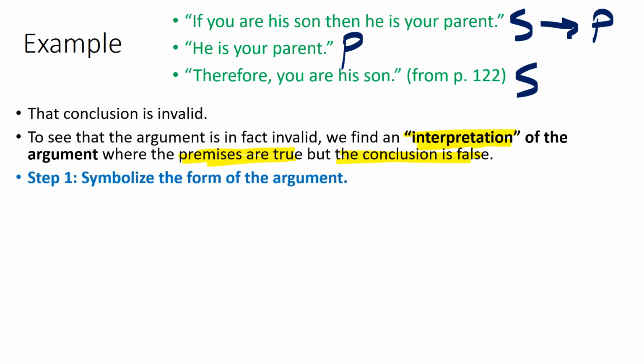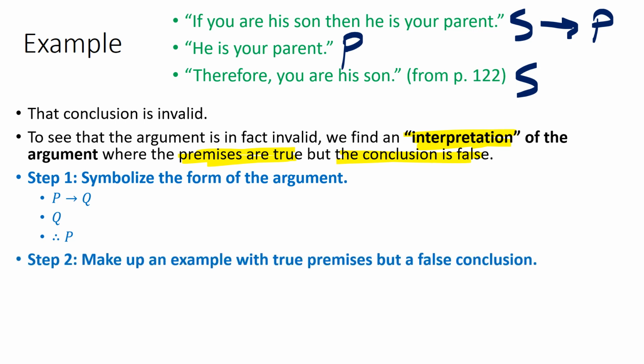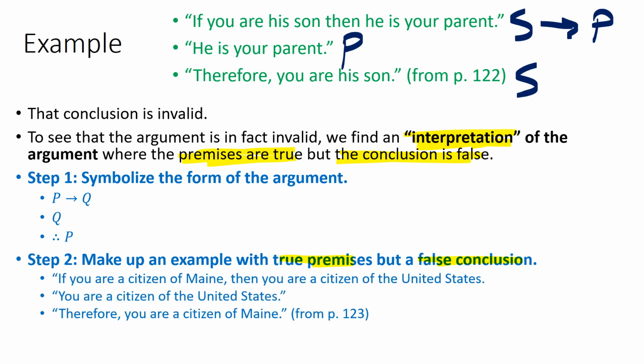Step 1, we're to symbolize the form of the argument. So, for example, we have if P then Q, Q therefore P. In step 2, we're going to make up an example with true premises but a false conclusion. And the textbook gives this example from page 123.